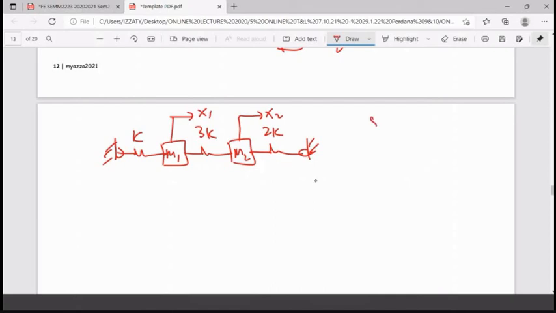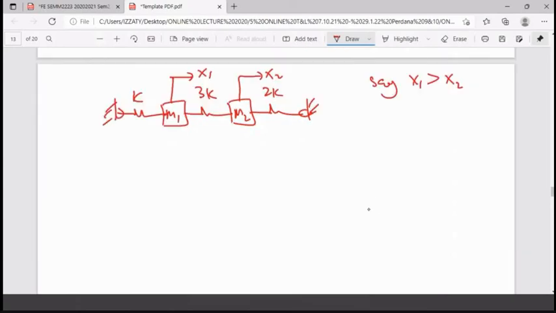Okay, so say X1 is greater than X2. So start constructing the free body diagram. The free body diagram will start with M1, correct? Start with M1. Put it here. M1 is here. This one is X1, correct? This is fixed. So as you move this one to X1, this K will not allow you to move. So you have the K here storing energy to bring back the M1 to the original position, becoming KX1. And this 3K, also the same thing. Again, the motion you have 3K, but this one is X1 minus X2.